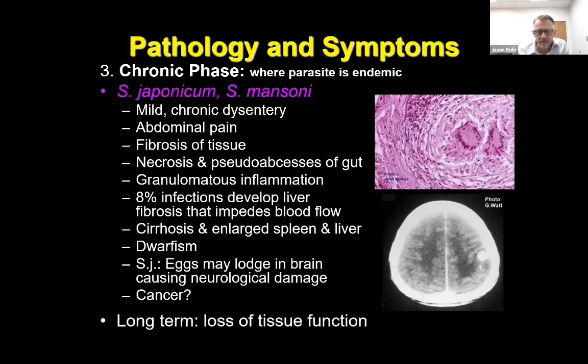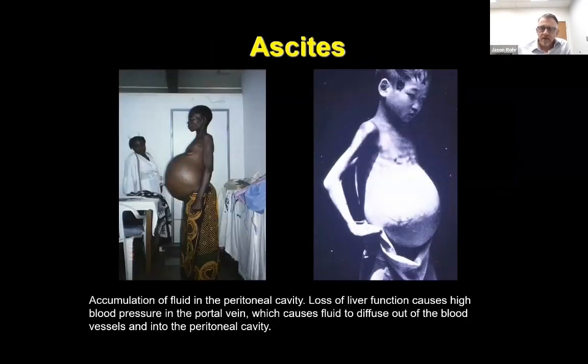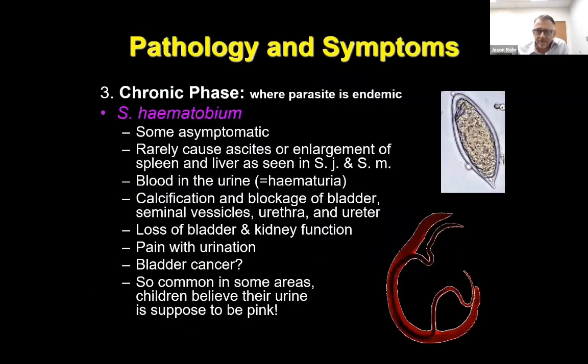The long-term impact is the loss of tissue function. You also get ascites with Japonicum and Mansoni infections. This is accumulation of fluid in the peritoneal cavity, loss of liver function that causes high blood pressure in the portal veins, which then causes fluid to diffuse out of those blood vessels into the peritoneal cavity. So this is a fluid buildup as well as enlargement of the spleen and liver, which is causing the symptoms you see here.